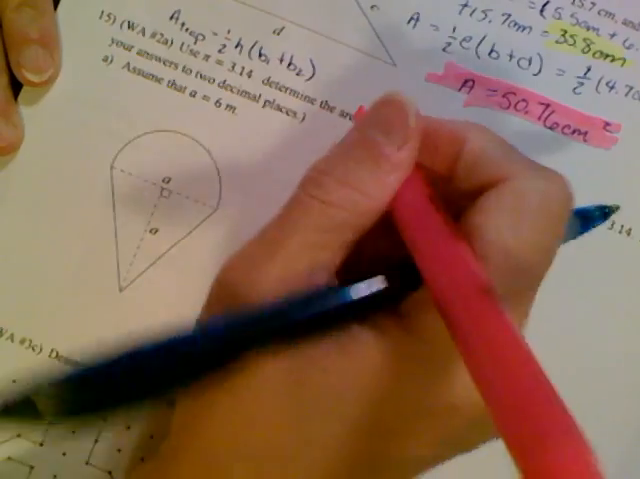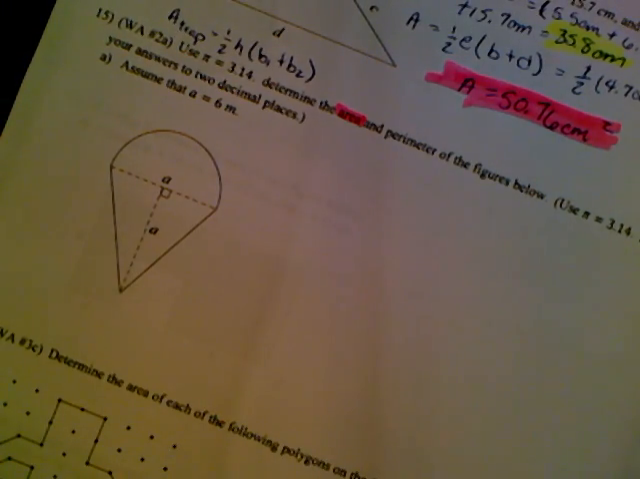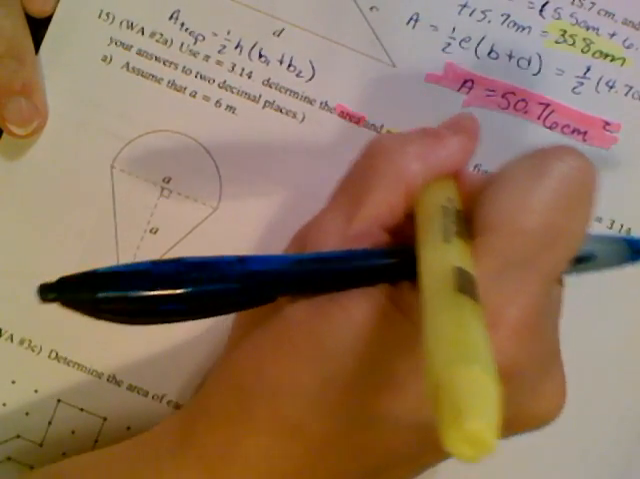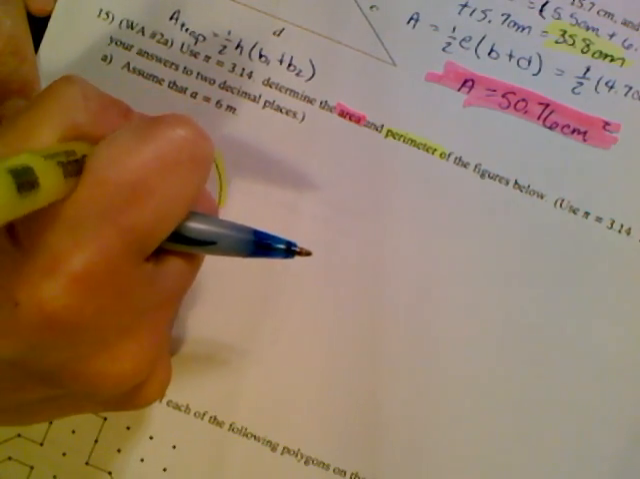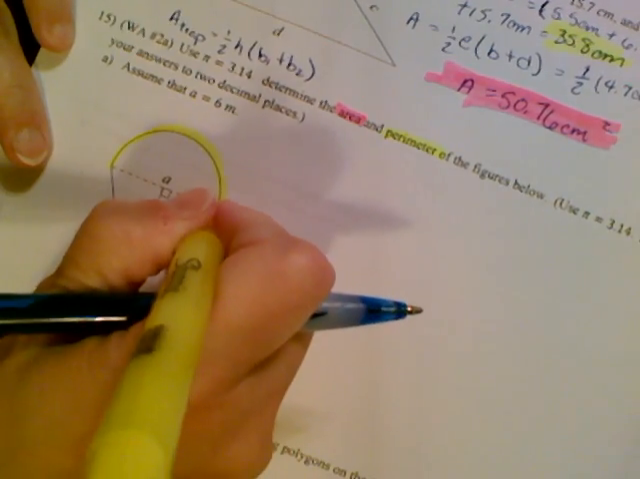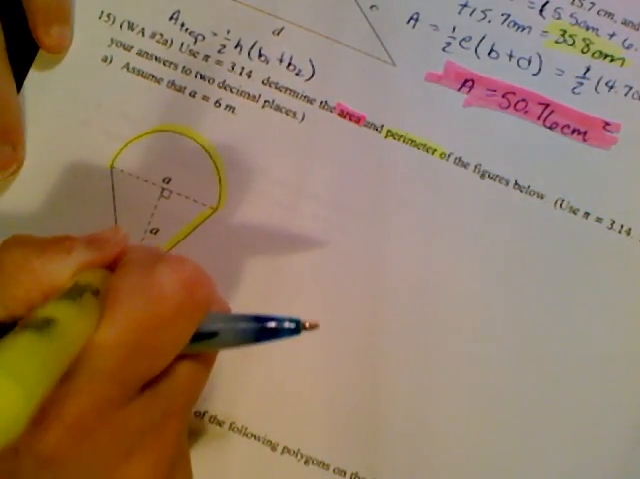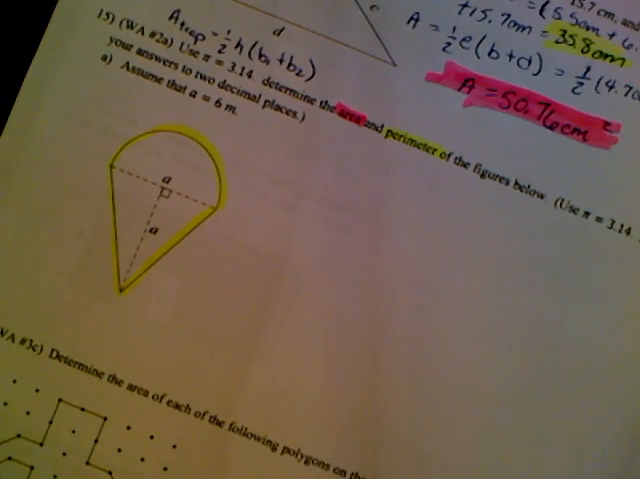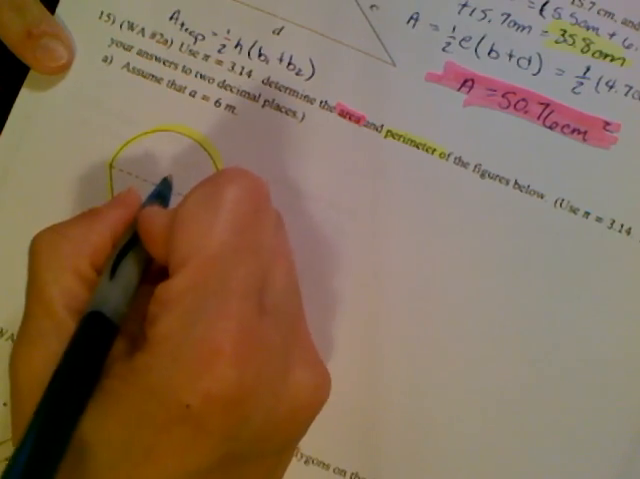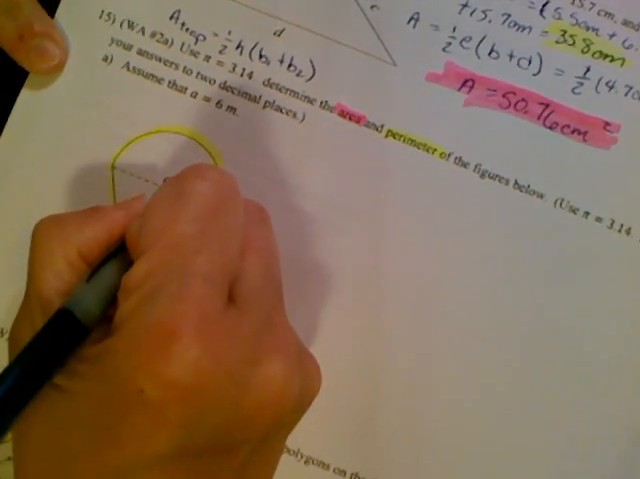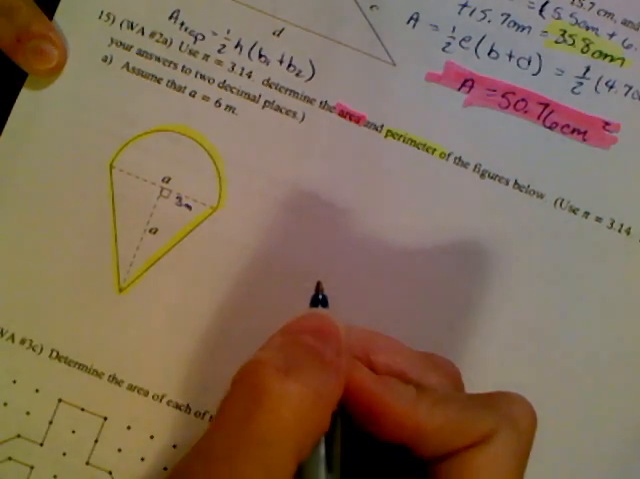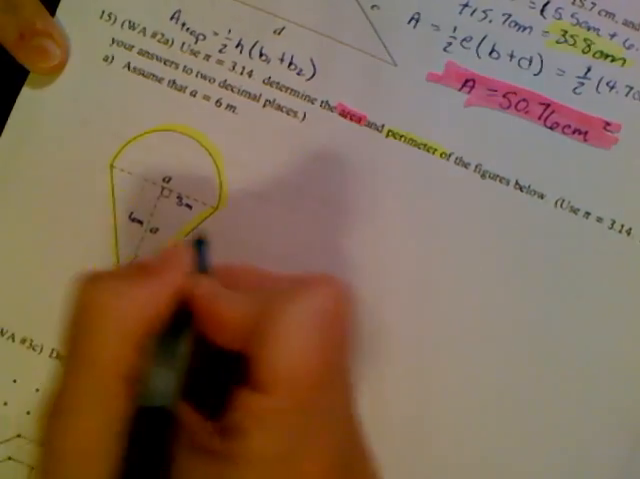So again, I'm going to do area in pink, and perimeter is in yellow. So to find the perimeter, we're going to have to find half of the circumference, and then we're going to have to find the length of these two triangle sides. All we're given is that it's 6 meters across, so that means my radius is 3 meters, right? And this is 6 meters.